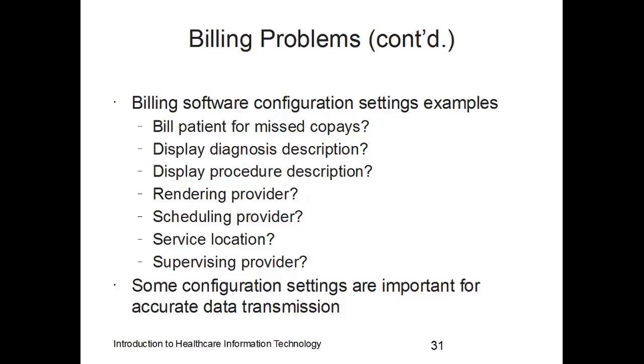Some other problems that could come up with billing is the configuration of the billing software. Some examples of configuration errors: should you bill the patient for missed copays? Do you display the diagnosis description? Do you display the procedure description? Or the rendering provider, or the scheduling provider, or the service location, or the supervising provider? Some configuration settings are important for accurate data transmission.